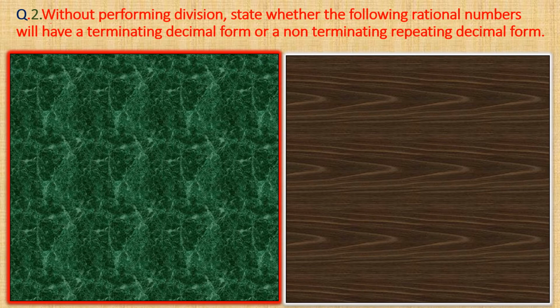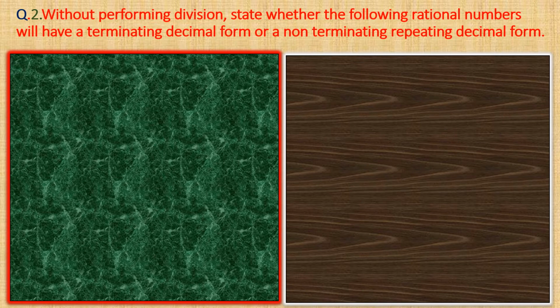Here he mentioned without performing division, means as we have done for the previous problem, you should not do division. Without doing division, how can we say that it is terminating or non-terminating? By seeing the denominator. We just discussed, without division means you should see the denominator and do the prime factorization for this denominator. If it is in the form of 2 power m into 5 power n, then they are called terminating decimals. If not, they are called non-terminating decimals.